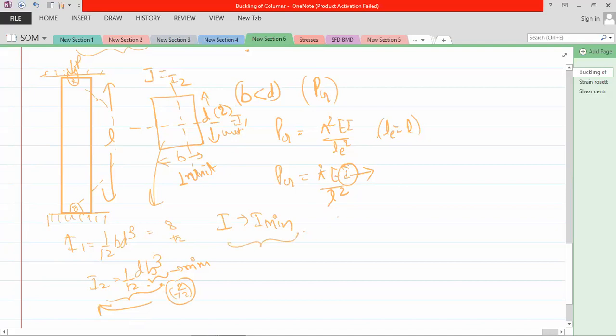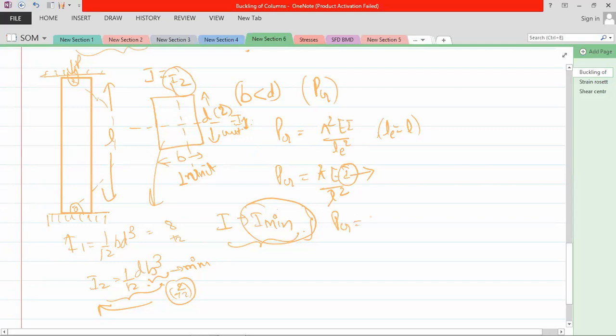What I am asking is, suppose you design the condition for the I1 value. Now you design the condition for the I1 value and you are confident that it will not buckle, but it will buckle in the perpendicular direction, and that will cause the failure. In that way you need to take this I minimum. And if you design considering the I2 value, it will not buckle even in I1 because I1 is larger than I2. I hope you understand what I'm saying.